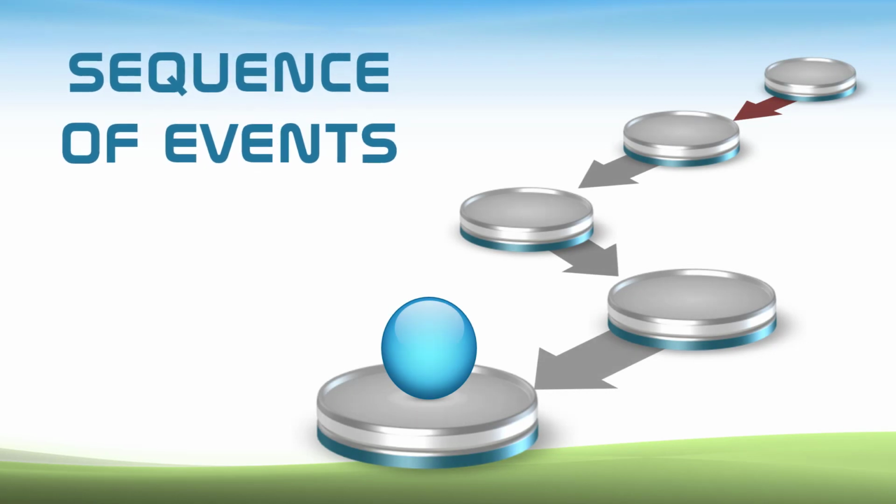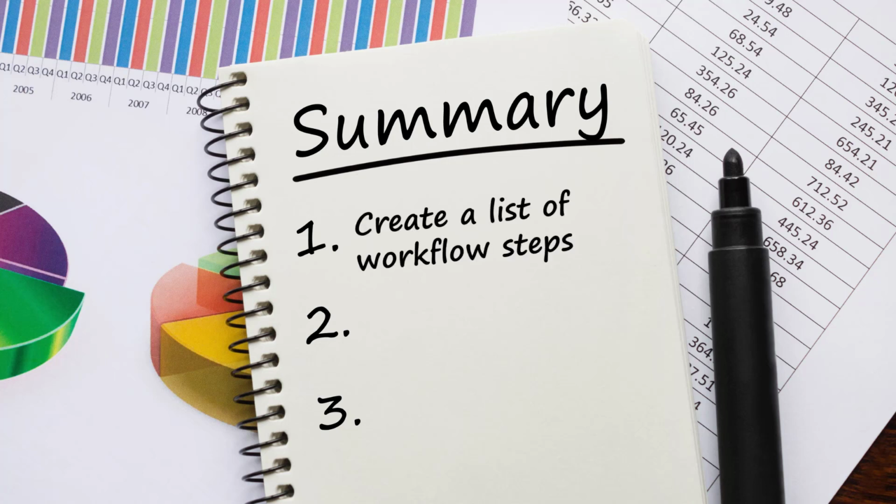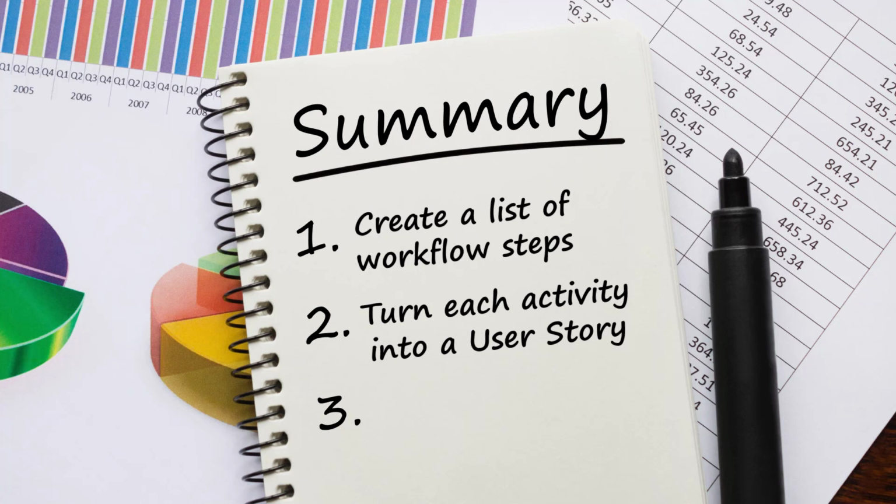So sequence of events is a quick method for splitting an epic. And just to recap, if the epic is large or overly complex, just try creating a quick list of the steps in the workflow and identify all of the more detailed activities. Turn each activity into a user story with the role and the business value. And like I already mentioned, that business value can change.